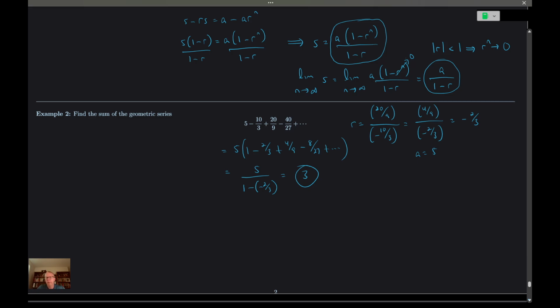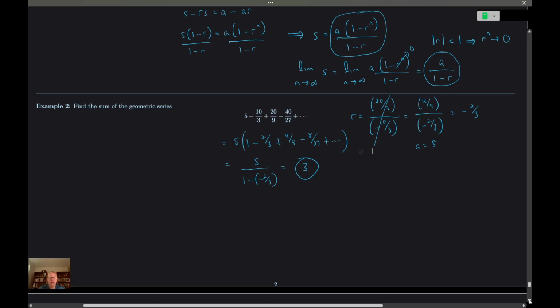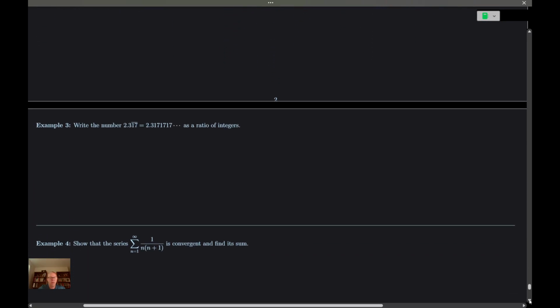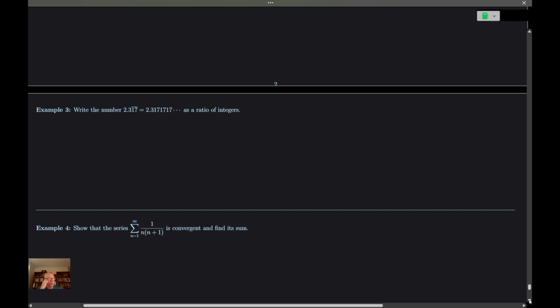So probably factor out the first term first. You want your first term to be 1, whatever that is. Factor it out, and then you can get the common ratio. You have your A and your R, and then there you go. So there's the sum of that geometric series. Okay, so let's do this one. This is a problem that you may have seen.